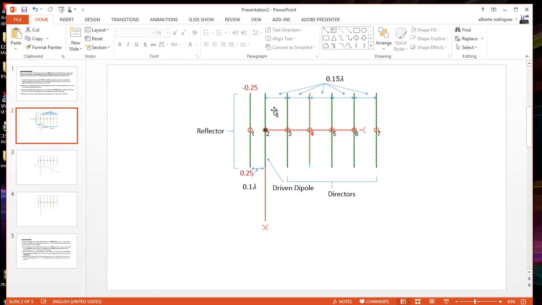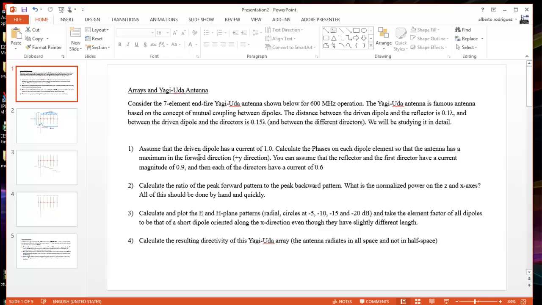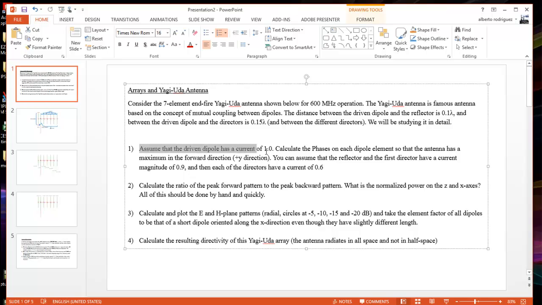Okay, so that's what we got. The geometry, we have already entered the geometry. Okay, let's keep reading the problem. The problem says to assume that the driven dipole has a current of 1.0. Calculate the phases on each dipole element so that the antenna has a maximum forward direction in the positive y direction. You can assume that the reflector and the director have current magnitudes of 0.9, and then each of the directors have a current of 0.5.